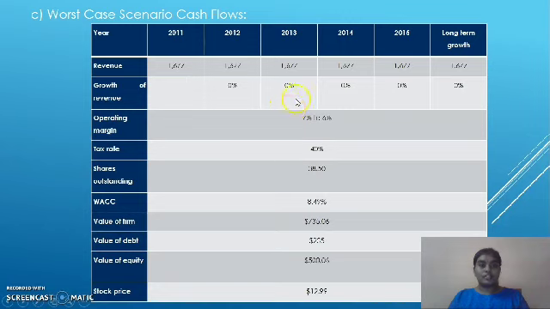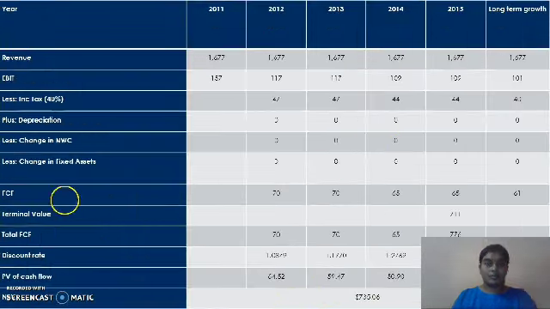Next, we move to the worst case scenario cash flow. For this, growth of revenue is 0%. Operating margin is 7% but slowly reduced to 6%. Tax rate is 40%. Shares outstanding is 38.50. WACC is 8.49%. Value of firm or NPV is equivalent to $735.06. Value of debt is $235. Value of equity is $500.6. Stock price is $12.99. This is the free cash flow of the worst case scenario.